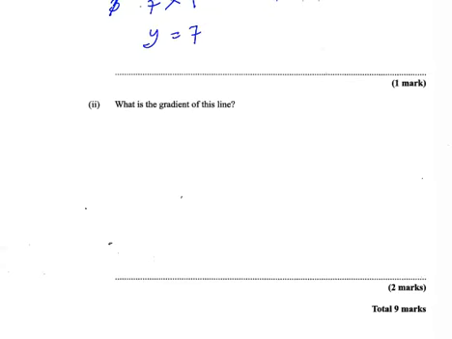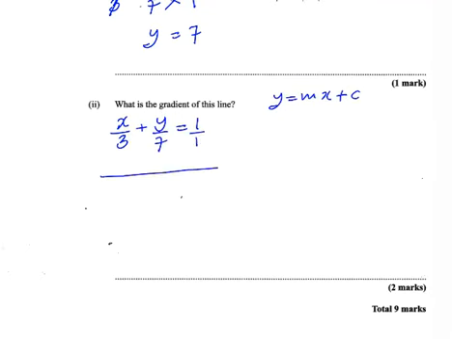So we have x over 3 plus y over 7 is equal to 1. Now, if we can get it in this form, y is equal to mx plus c, we can easily say what the gradient is. So let's get rid of the fractions. I'm going to find the LCM, use the LCM, and then discard the LCM. The LCM is 21. 3 into 21 is 7.